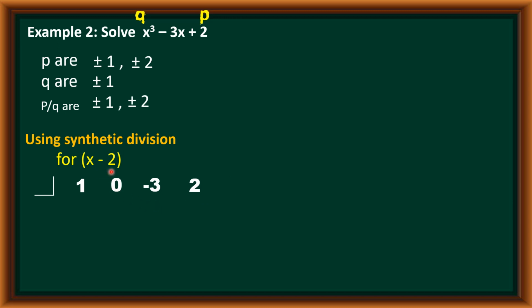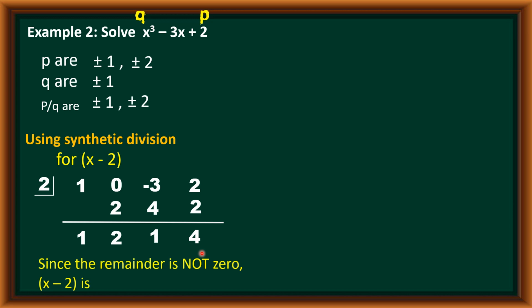If x minus 2 is our divisor, of course what we put here is positive 2. Let's see. Bring down 1 times 2, 2. Plus 0, 2. Times 2, 4. Minus 3, 1. Times 2, 2. 2 plus 2 is 4. Ayan, hindi siya naging 0. So, since the remainder is not 0, x minus 2 is not a factor. O, ayan. So, hindi siya factor.